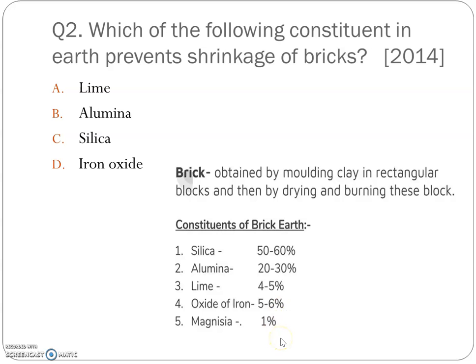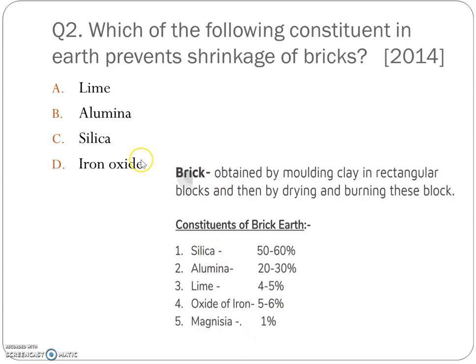And last one is magnesia. Magnesia imparts yellow tint to bricks and decreases the shrinkage. So if it is in excess amount, it will lead to the decay of the brick. So all these constituents are important, its role is important, and what will happen if it is in excess amount, that is also very important.